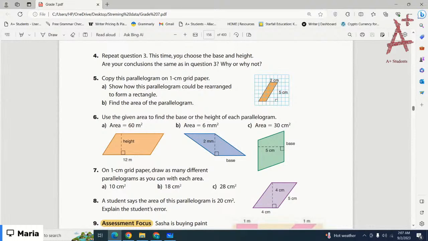So to form a rectangle, you have to move this side and this side. The parallelogram is a bit tilted, right? You have to move the sides to make it straight like a rectangle, right? Then for the B part, you have to calculate the area of the parallelogram.